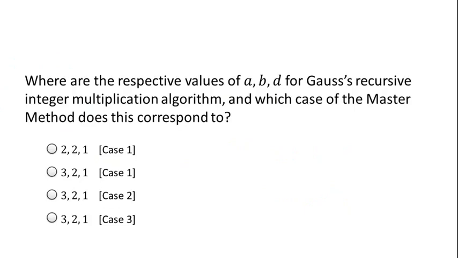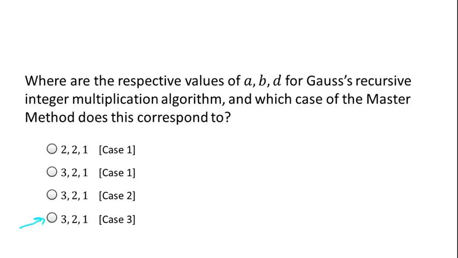So the correct answer to this quiz is the 4th option. It's not hard to see what the relevant values of a, b, and d are. Remember, the whole point of Gauss's trick is to reduce the number of recursive calls from 4 down to 3, so the value of a is going to be 3. As usual, we're recursing on a problem size which is half of that of the original, in this case n over 2 digit numbers, so b remains 2, and just like in the more naive recursive algorithm, we only do linear work outside of the recursive calls. All that's needed is some additions and paddings by 0. So that puts us at parameter values a, b, and d.